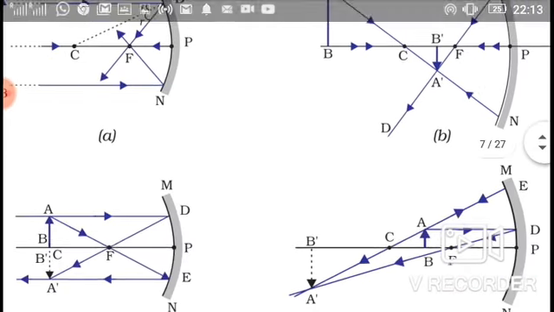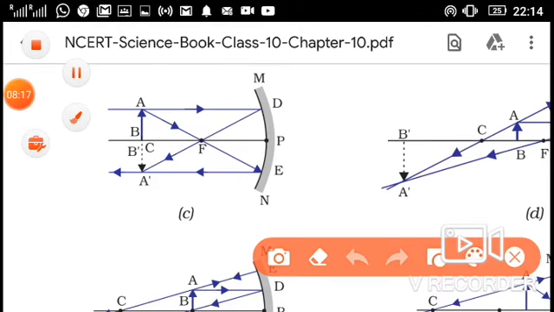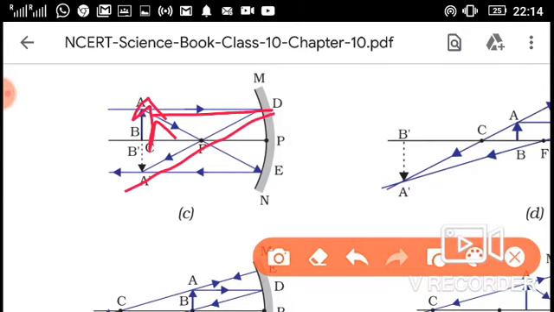Now this is the third. The object is placed at C. You see the object is placed at C. This is the first line, parallel. It passes through the principal focus. The second passes from the focus. The rule is, after reflection it becomes parallel. Okay, so you will get the image on C. Same size image is formed on C. An inverted image is formed, and it will be a real image.